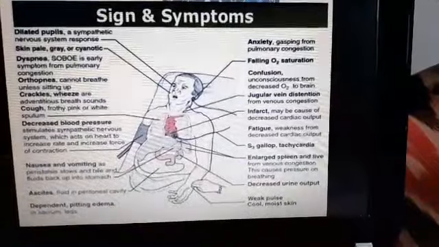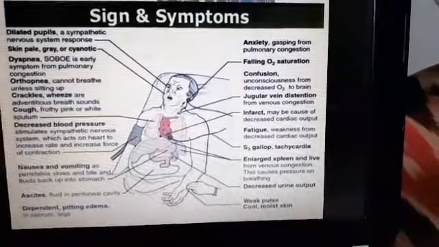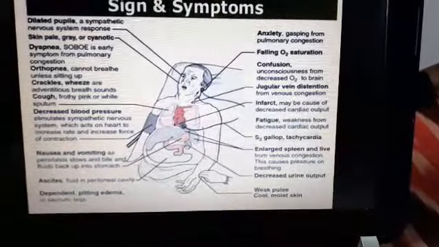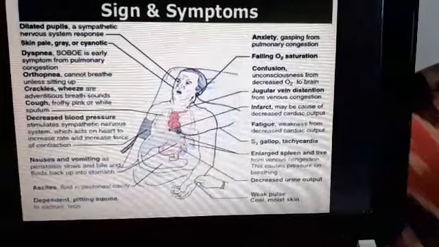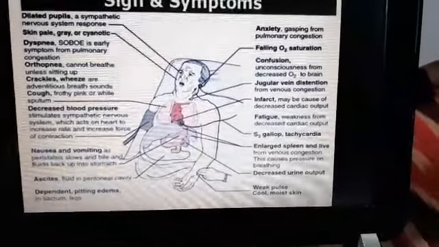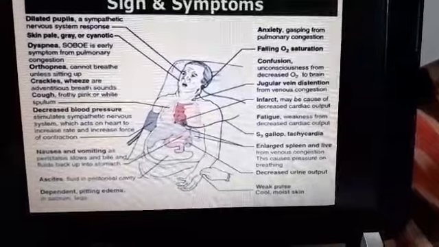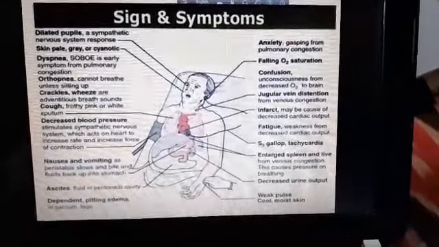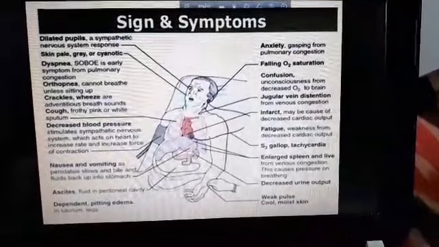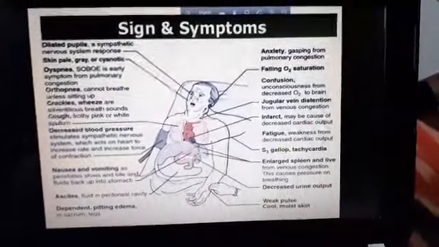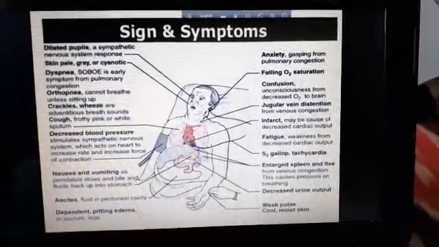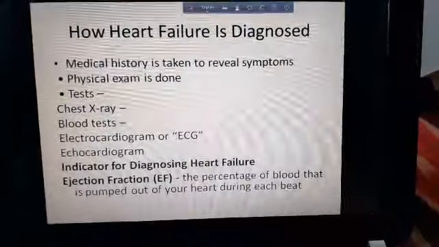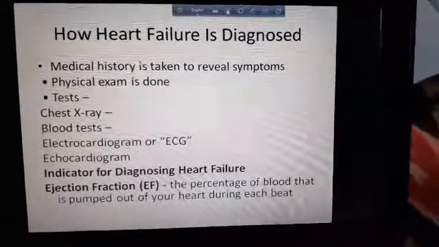Signs and symptoms: you have to remember a few of the important ones. One is of course dyspnea, and there is ascites, dependent or pitting edema, decreased oxygen saturation, it can cause confusion, jugular venous distension, tachycardia, and fatigue. So remember the three cardinal signs of heart failure. One is jugular venous distension, elevated jugular venous pressure, there is tender hepatomegaly, and there is ascites or pitting edema, that is, dependent edema in the dependent part.